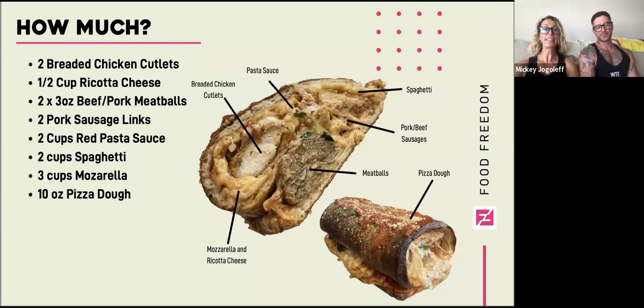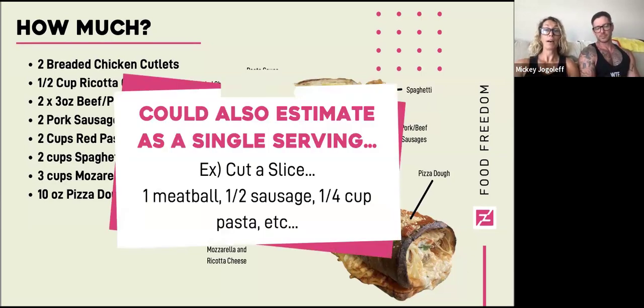So basically, this is all the ingredients in the dish: 2 cups spaghetti, red pasta sauce, sausage links. I didn't say where did you get them from or whatever. I just looked them up and said, all right, this is the sausage link I'm using. It seems like an appropriate choice for this.